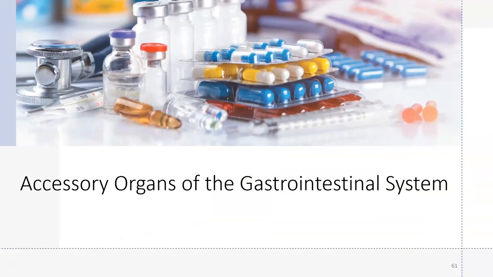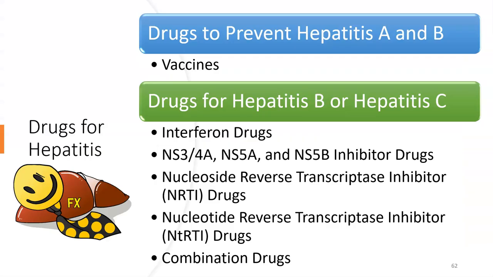We're going to talk now about accessory organs of the GI system. So the main accessory organs that we're going to talk about, there's two. We're going to talk about the liver and we're going to talk about the pancreas. So with the liver, conditions that affect the liver include hepatitis. So the term hepatitis means inflammation of the liver. And there's many different types of hepatitis. There's hepatitis A, hepatitis B, hepatitis C.